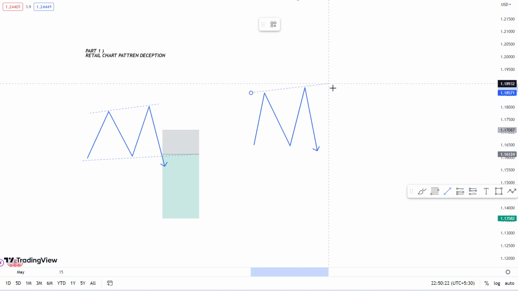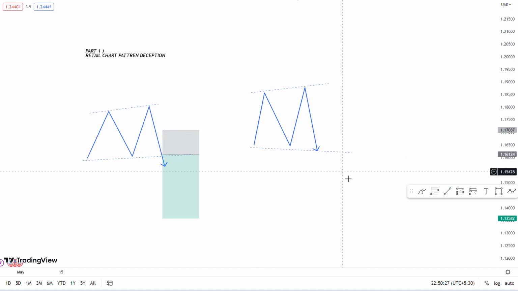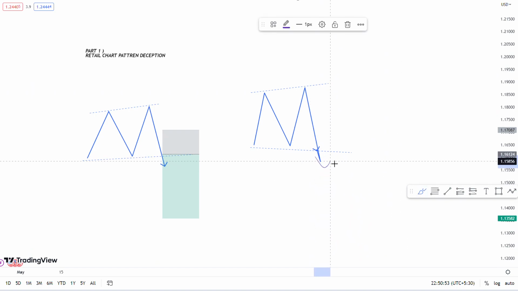Now this is the upside of the pattern, this is the downside of the pattern, right? What the retail traders do is wait for the break of either side of the pattern. We do the same thing, but we just do the opposite of the retail traders. They will wait for the break of structure. They will sell here, but what we will do is buy here and target this liquidity.